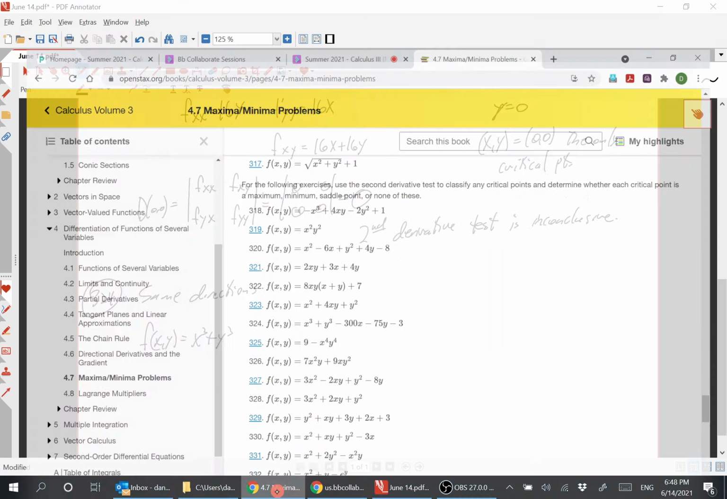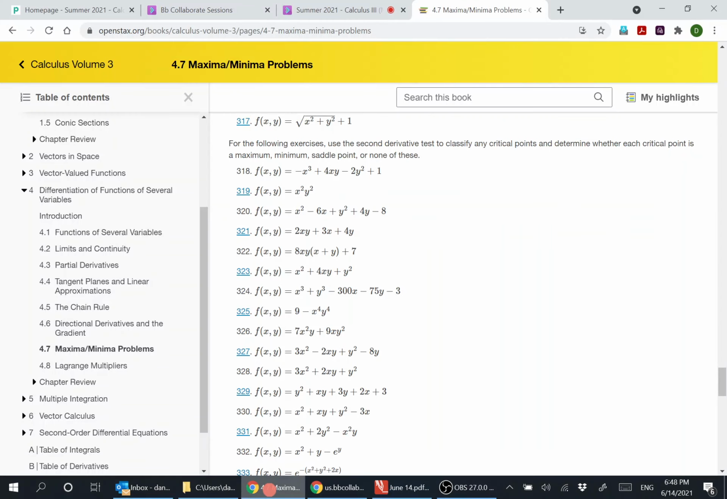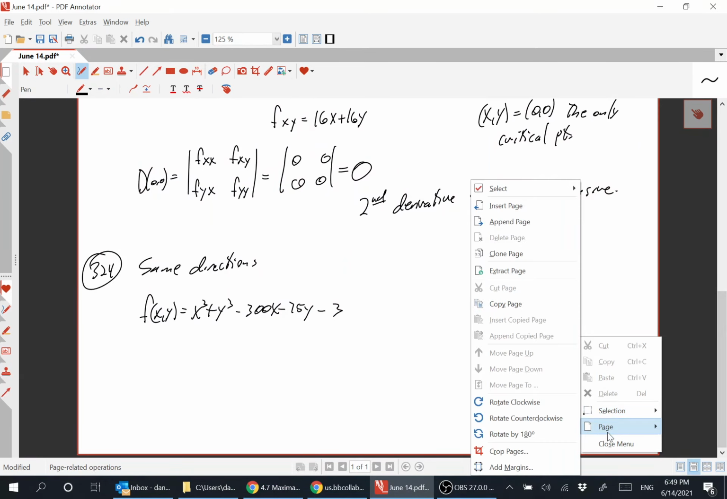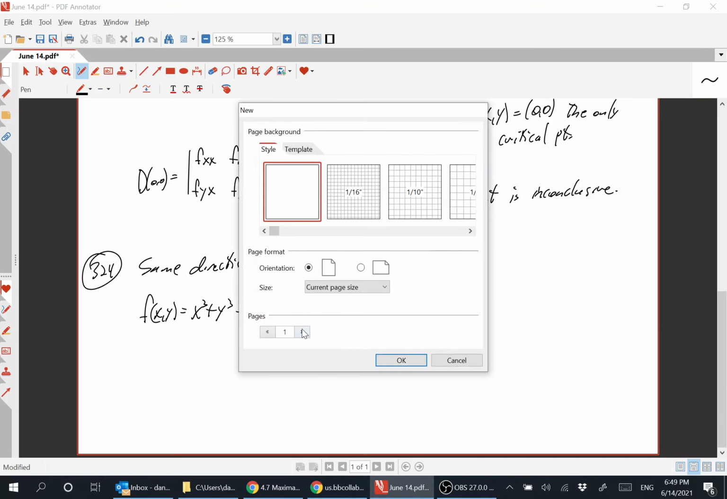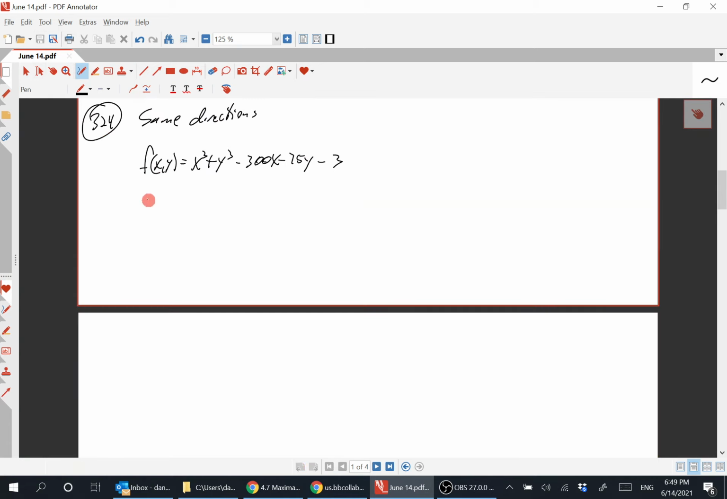Minus 300x minus 75y. Minus 3. So partial derivatives are: partial derivative with respect to x, 3x squared minus 300, and the rest of these terms are just 0. So you set that equal to 0, so you have x squared equal to 100. So x is plus or minus 10.